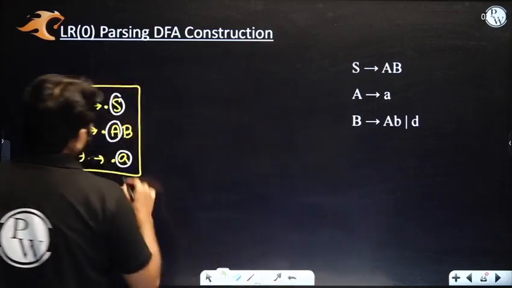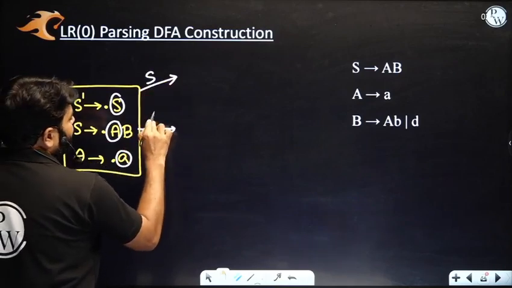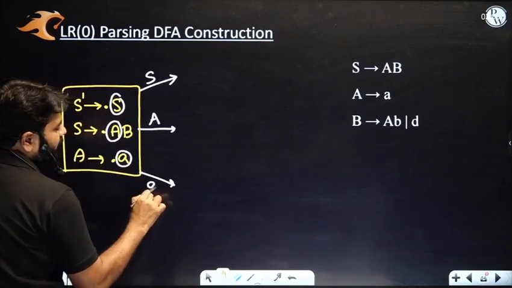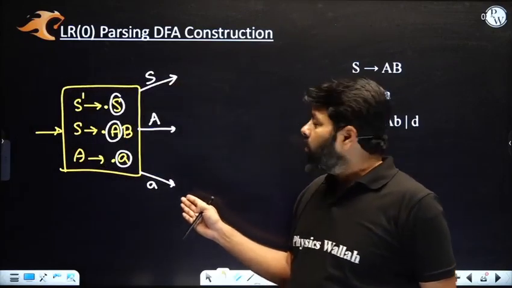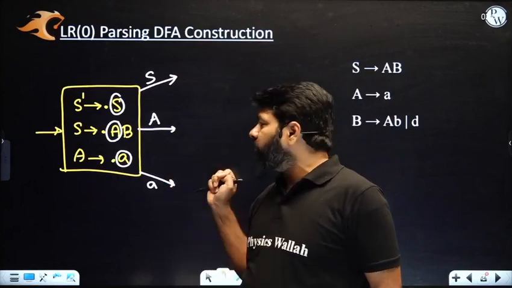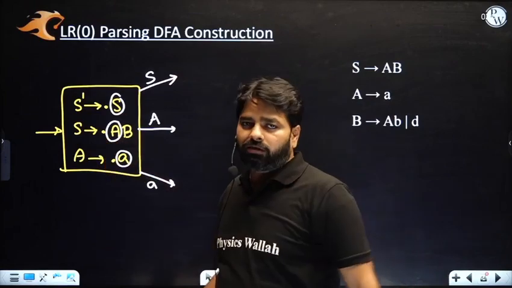Okay. Now, from here we will proceed very quickly. S, from here capital A, from here small a. Why only these symbols? Why not capital B while taking the transitions? Because we only look at the symbol which is there immediately after the dot. Fine.